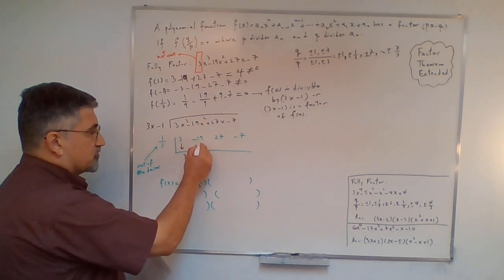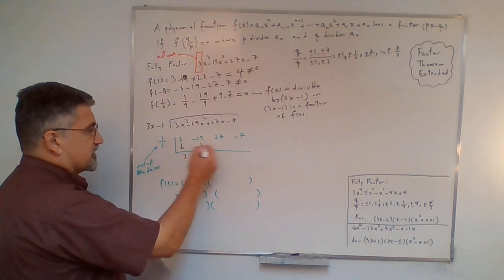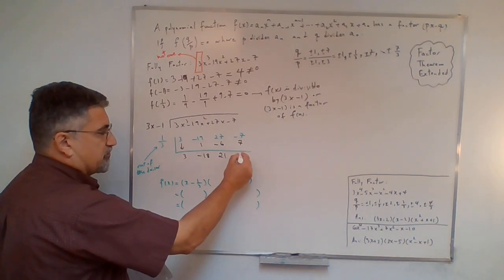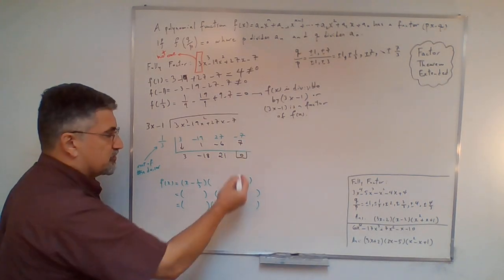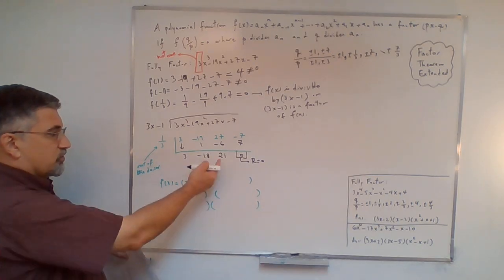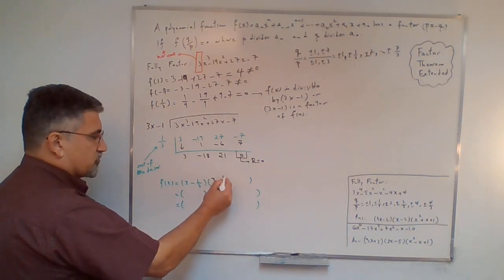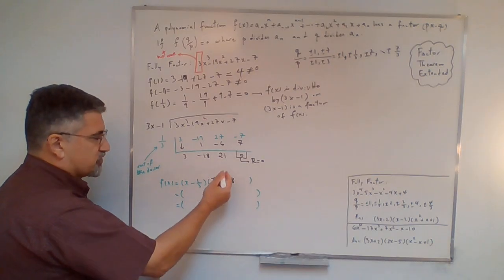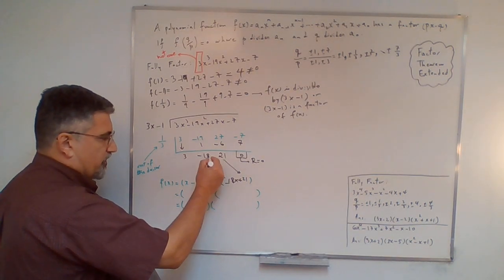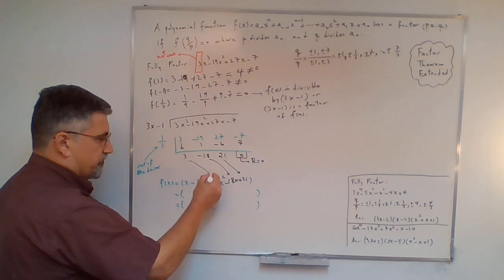So 3 times 1/3 is 1, add them up, -18, times that -6, add them up, 21, times 1/3 is going to be 7, add them up, 0. As we expected, we ended up with a remainder of 0. So the quotient will be 3x squared minus 18x plus 21. These are the coefficients, of course.